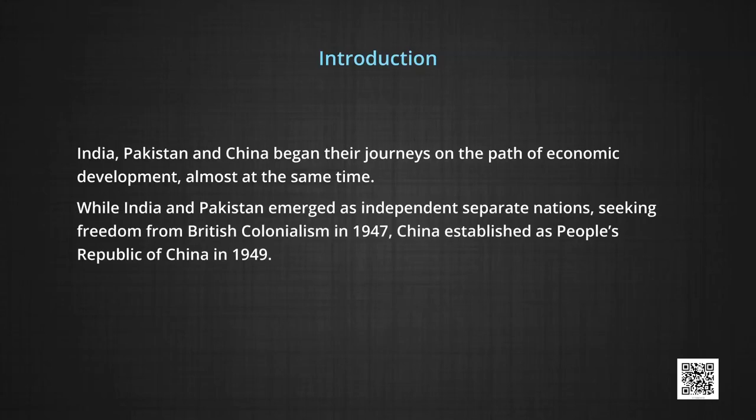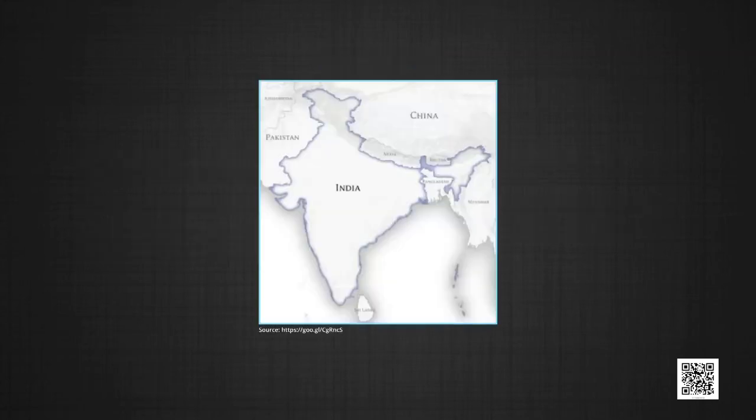While India and Pakistan emerged as independent, separate nations, seeking freedom from British colonialism in 1947, China was established as the People's Republic of China in 1949. This module studies the process of development in India and its experiences in comparison with its close neighbors, that is, these two countries, China and Pakistan.